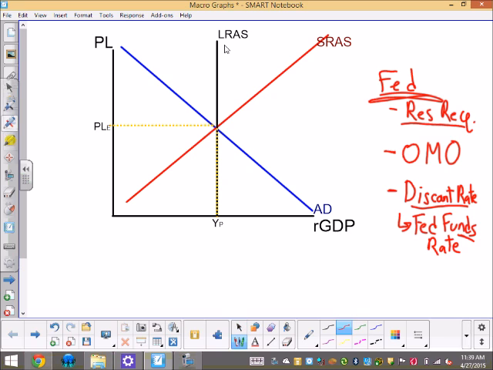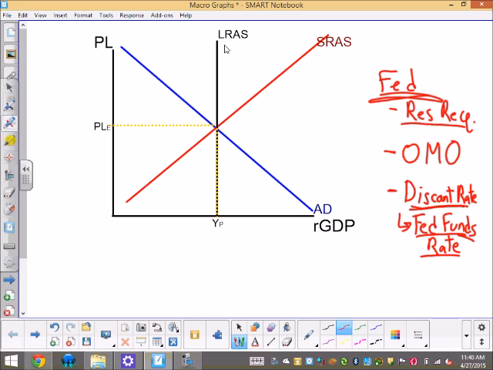We should know that if the discount rate and the federal funds rate are very low, that would mean banks would be what? They'd want to borrow money. They're getting cheap money, so they'd borrow more. If banks borrow more money, that means they have more money to do what? Loan out, and that will increase what? The money supply.